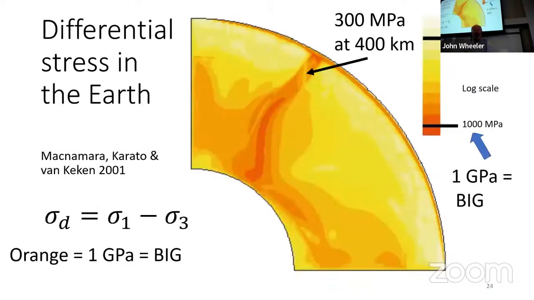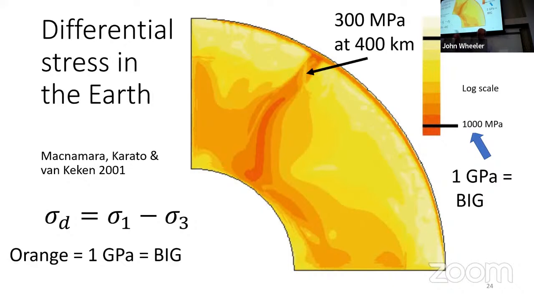Direct effects of stress. First of all, what are the stress levels that we get estimates of from models? Well, it might be 300 megapascals. There might be a gigapascal in the cold part of the slab at deep levels. So we've got some kind of landscape of stress levels. We need to ask, will they make a difference? And I'll show you that they might.